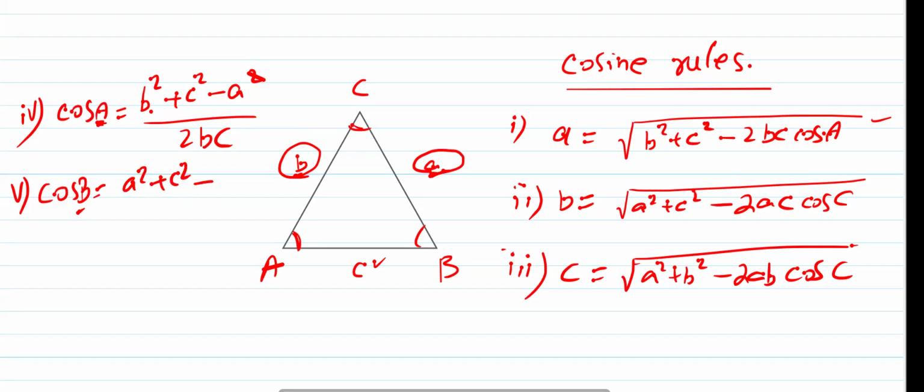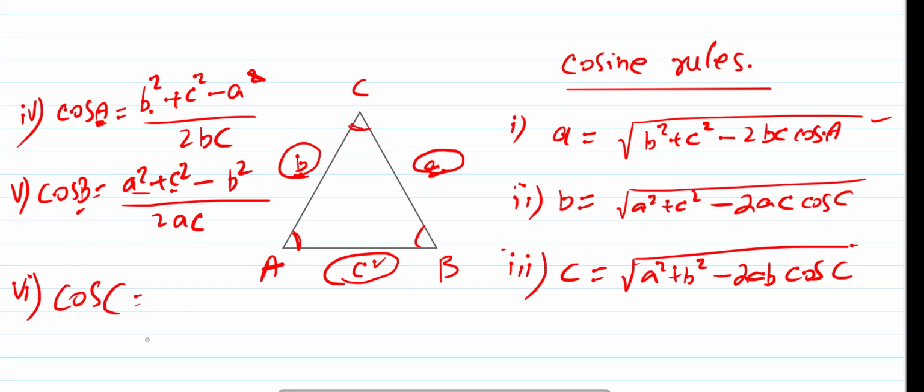If I make cos of C, cos of C means this side you will keep at the end. So it will be a square plus b square minus c square, divided by 2ab, okay?